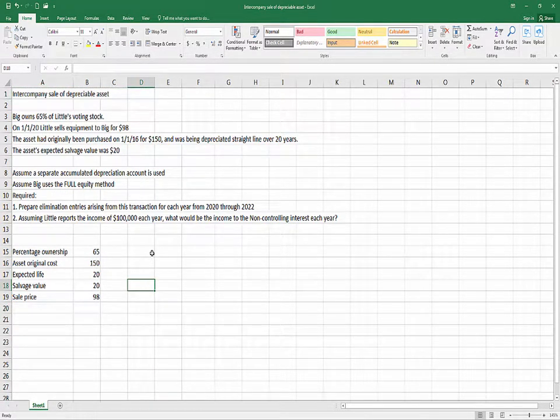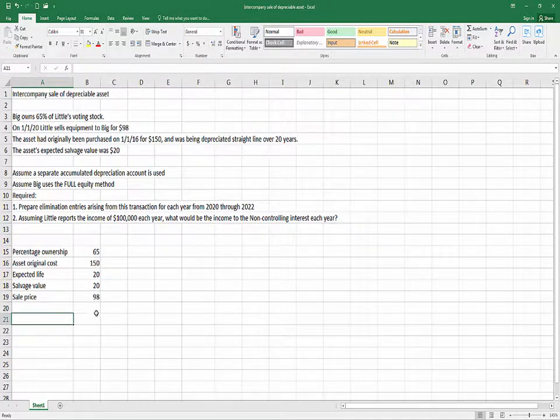We have Big owns 65% of Little's voting stock. On January 1st, 2020, Little sells equipment to Big for $98. The asset had originally been purchased on January 1st, 2016, so 4 years earlier, for $150, and was being depreciated straight line over 20 years. The asset's expected salvage value was $20. Assume a separate accumulated depreciation account is used, and assume that Big uses the full equity method. And basically what you need are the elimination entries from 2020 through 2022.